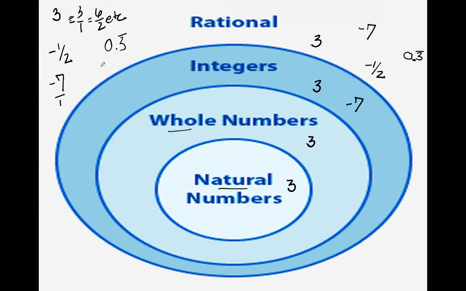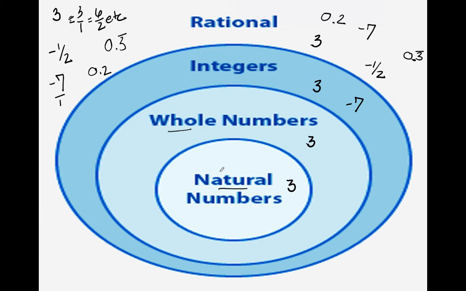Let's take a look at one more example, and that is 0.2. 0.2 is a terminating decimal, which we said is a rational number. We can write that as 2/10 or 1/5, and that is in the form a over b. That is a rational number, but it's not an integer, nor is it a whole number or a natural number.